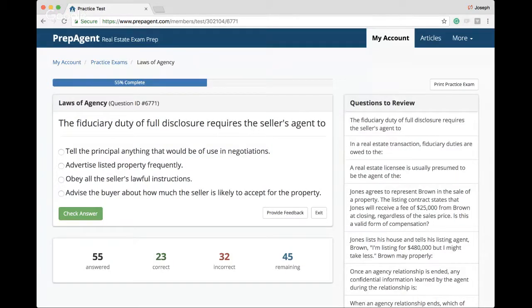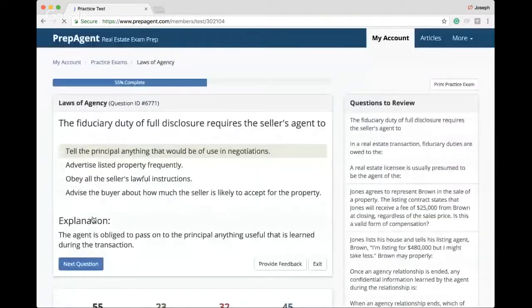The fiduciary duty of full disclosure requires the seller's agent to A, tell the principal anything that would be of use in negotiations, B, advertise listed property frequently, C, obey all the seller's lawful instructions, D, advise the buyer about how much the seller is likely to accept for the property. Okay, and the answer here, tell the principal anything that would be used in the negotiations.